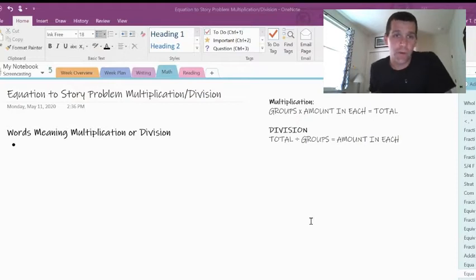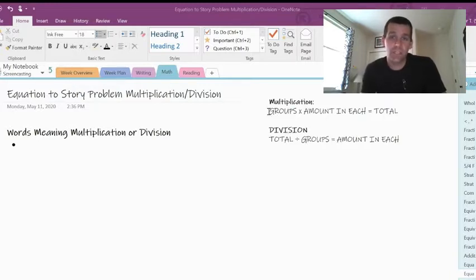equations into story problems using multiplication and division. And just to recap this idea that when we're talking about multiplication and division, again, they are similar to addition and subtraction in that they are directly related. If I can do multiplication, I can absolutely do division.